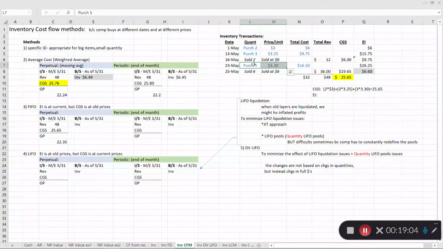Now, ending inventory is going to be made up of what remains out of these. So you took out 3 out of here, so you have 2 left. So that's going to be 2 at $3.30, which is $6.60. So notice how that works out the same as over here.